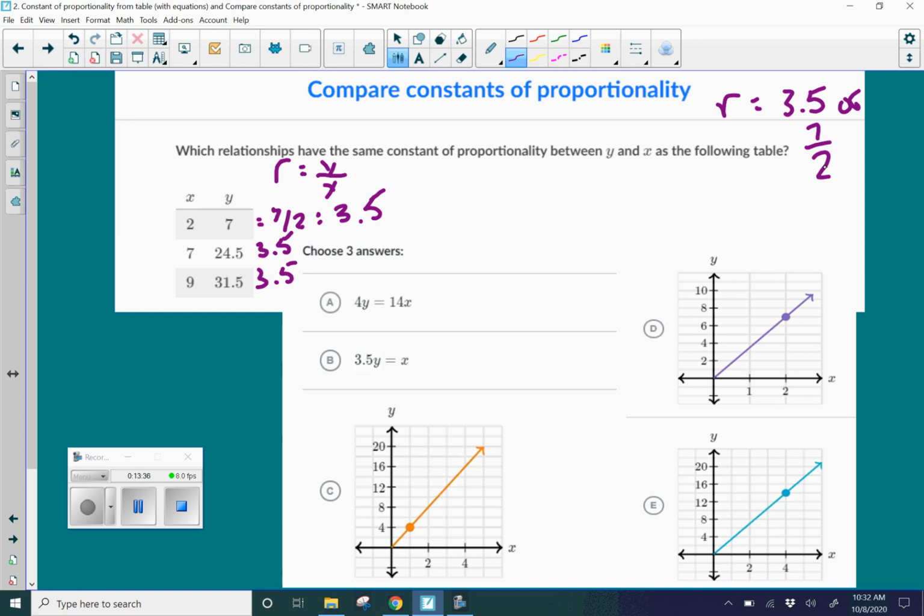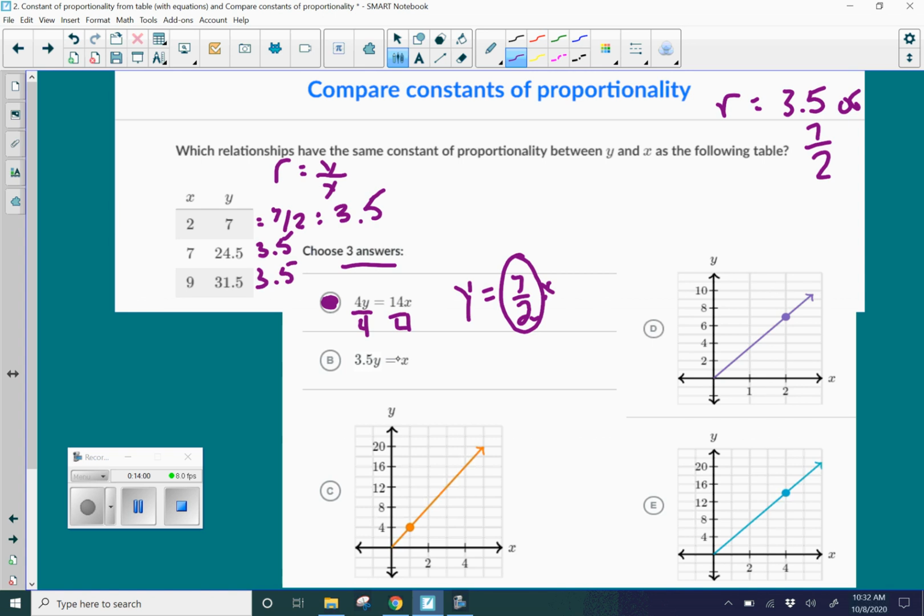So let's take a look at answer choice A. If I were to get my y by itself, that would leave me with y equals 14/4, which if I divide both of those by 2, that leaves me with 7/2 x. And there you see the constant we're looking for, 7/2. So A would be correct, but again, we have 3 answer choices.